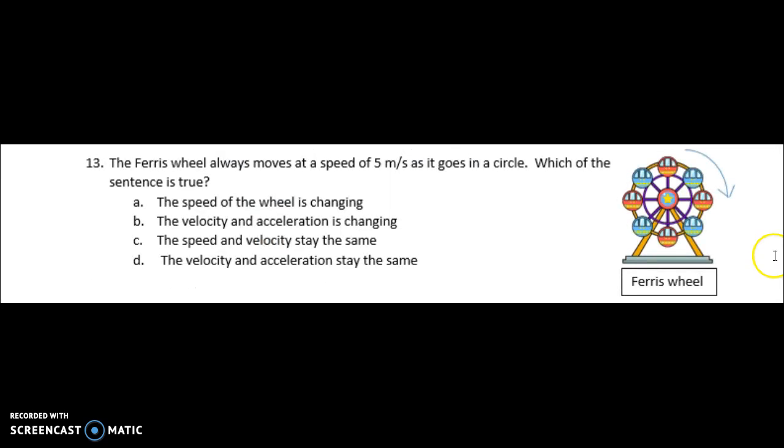Number 13. This is a Ferris wheel. It moves around and around. The Ferris wheel always moves at a speed of 5 meters per second as it goes in a circle. Which of these sentences is true? A. The speed of the wheel is changing. B. The velocity and acceleration is changing. C. The speed and velocity stay the same. D. The velocity and acceleration stay the same.